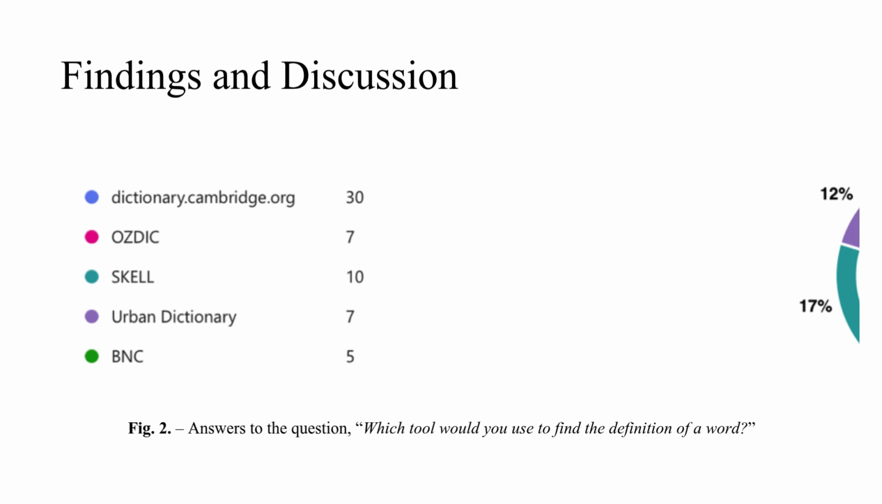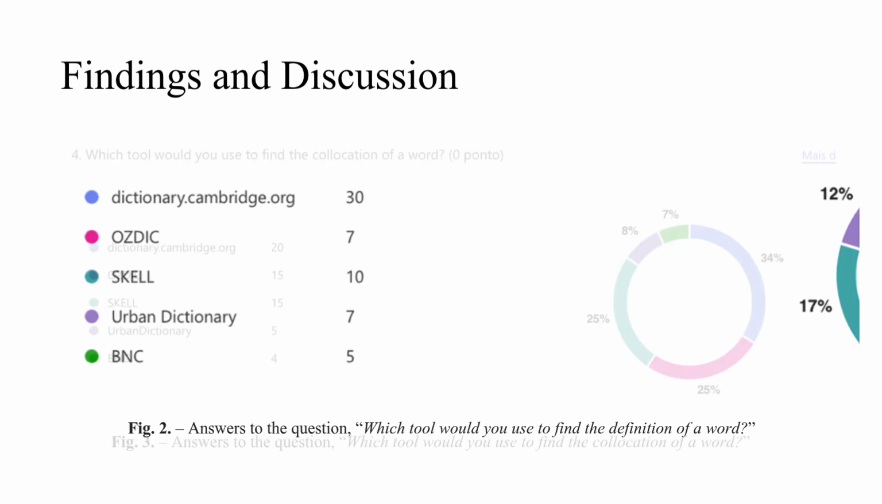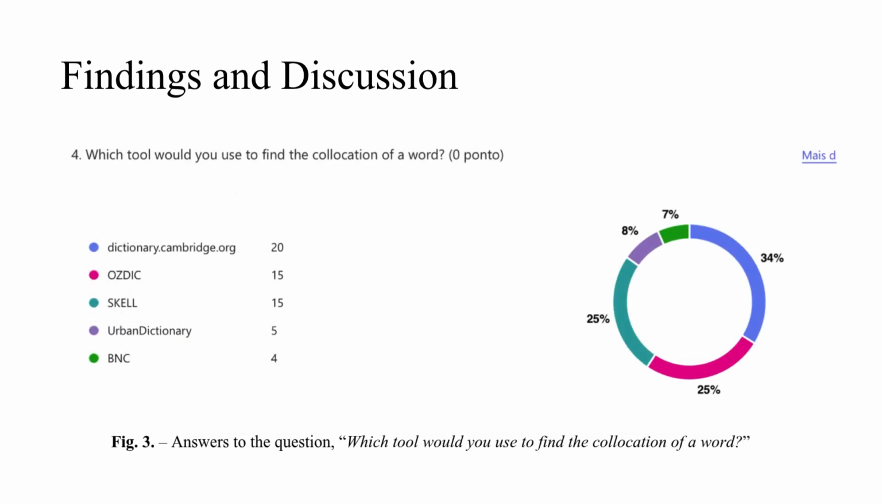In order to check possible crosstabs between the answers to this question and the branch of studies, this variable was verified. Most students answering SCAL are enrolled in arts and sciences and technology. OSDIC, on the other hand, is preferred by students enrolled in humanities. Figure 3 displays the results to the question, which tool would you use to find the collocation of a word? Results are more dispersed. 35% of the students would use Cambridge Learner's Dictionary, 25% OSDIC and 25% SCAL. No correlation between the option selected and the area of study was found.